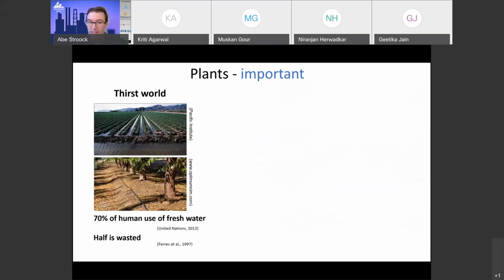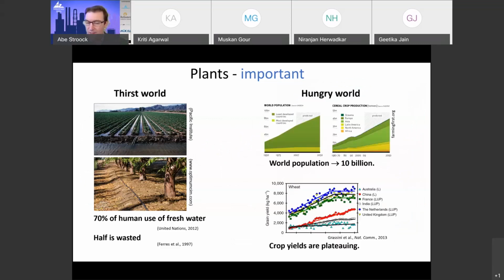Plants are critical in that the agriculture we pursue is by far the largest consumer of fresh water. 70% of all human extraction of fresh water goes towards agriculture, and by some measure, almost half of it is wasted, meaning it doesn't get into productive form within plants. Plants feed us, and their ability to feed us is under strain.